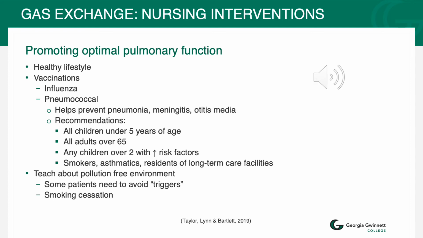Those vaccinations that I talked about a little bit earlier, the pneumococcal vaccination and the influenza vaccination, are really important for all children, all people basically, but for those at high risk it's extremely important. So people who smoke, people over the age of 65, people that have asthma, that are at higher risk, we want to make sure that they're getting these vaccinations so that we can prevent them from having those complications and inadequate gas exchange or inadequate pulmonary function.